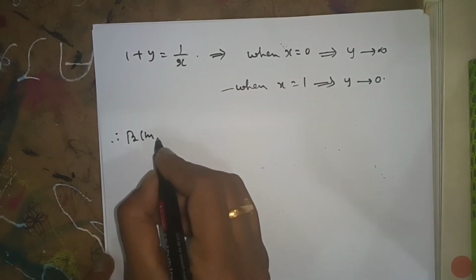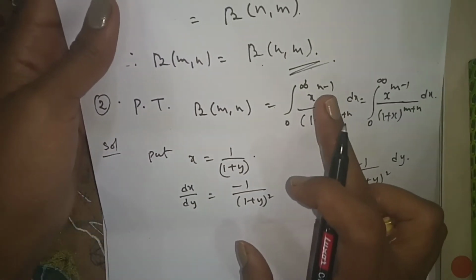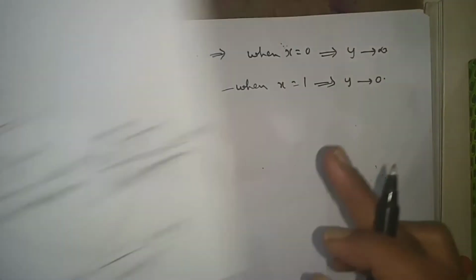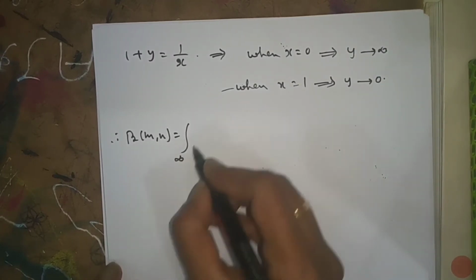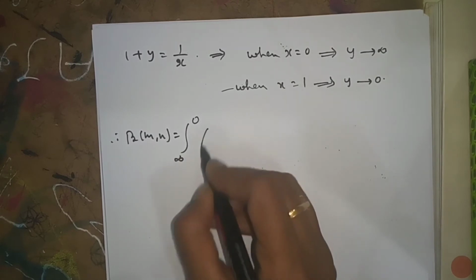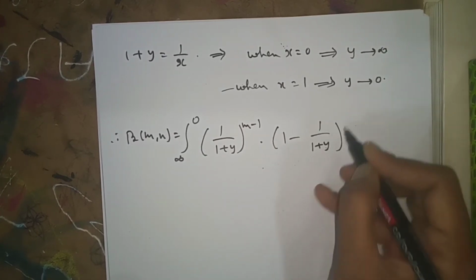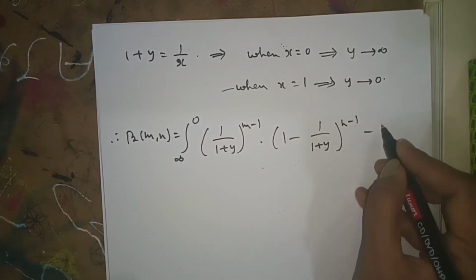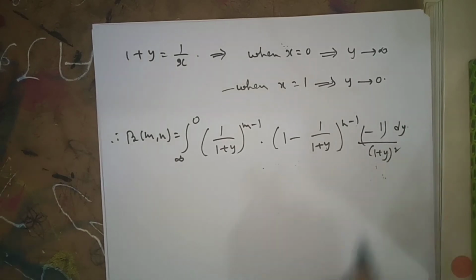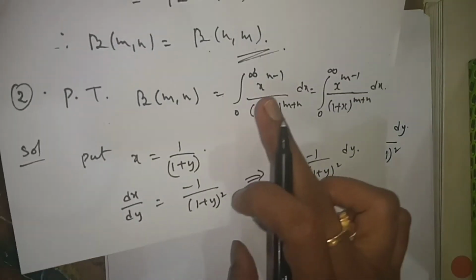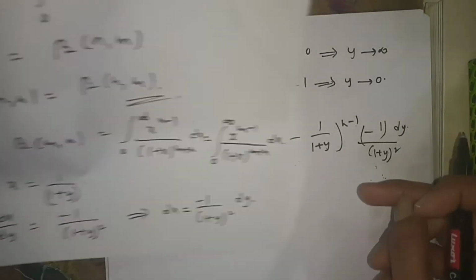Therefore, beta of m comma n is equal to, in the given interval, I will substitute the x value, the dx value as well as the limits. Beta of m, n is equal to integral infinity to 0, 1 by 1 plus y to the power of m minus 1, into 1 minus 1 plus y to the power of n minus 1, into dx, which is minus 1 by 1 plus y whole square dy. Wherever x is there, I substituted 1 plus y to the power of m minus 1, and in the same way we substituted everything.